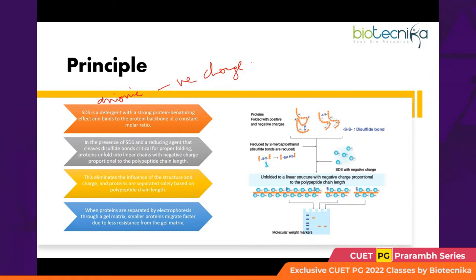So when we are talking about SDS, which is an anionic detergent, it will bind with the protein backbone with a constant molar ratio. Now, when we treat our sample, which is a sample of protein, with SDS and a reducing agent, which is used here, beta mercaptoethanol, which is the reducing agent. Okay, so what does beta mercaptoethanol do?